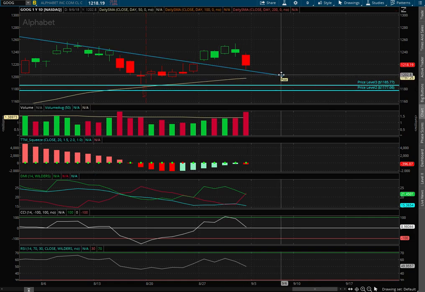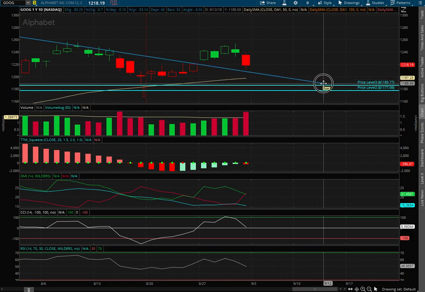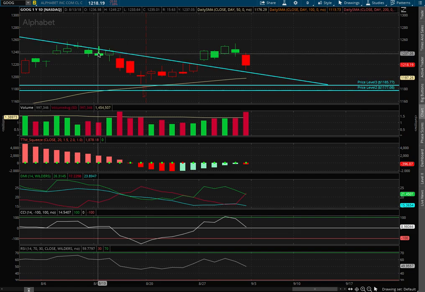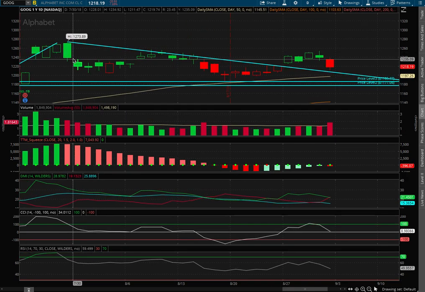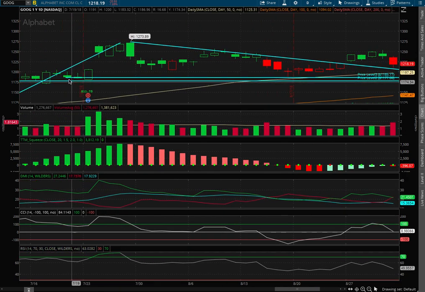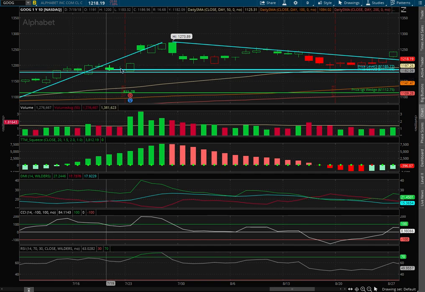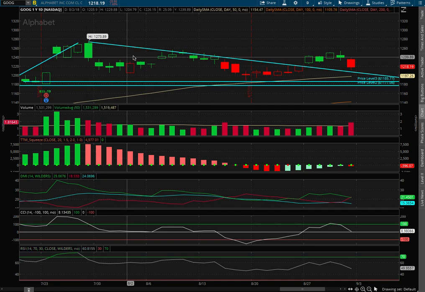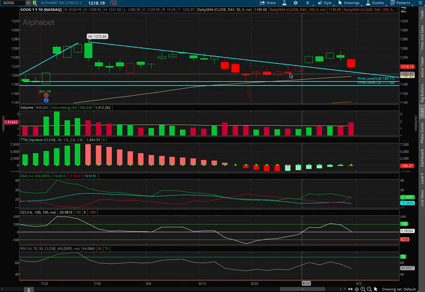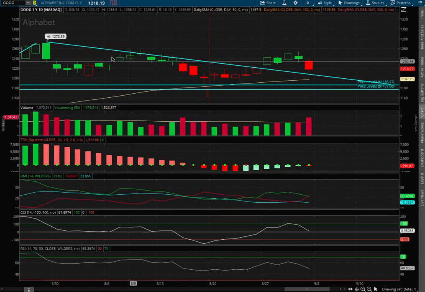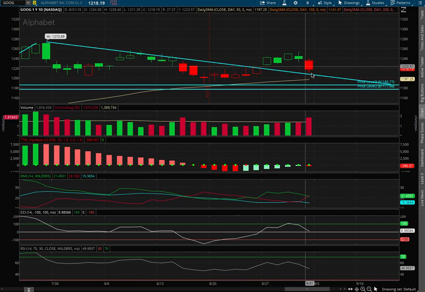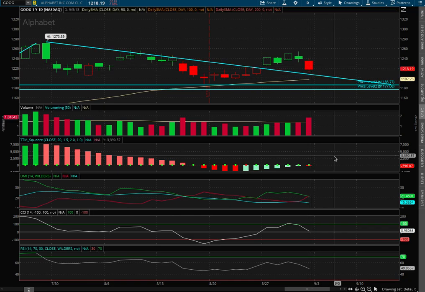So now we have this resistance, resistance, resistance. We have this support, support. Now we have a descending triangle, descending wedge, and it broke out, and now we see that it's back testing.